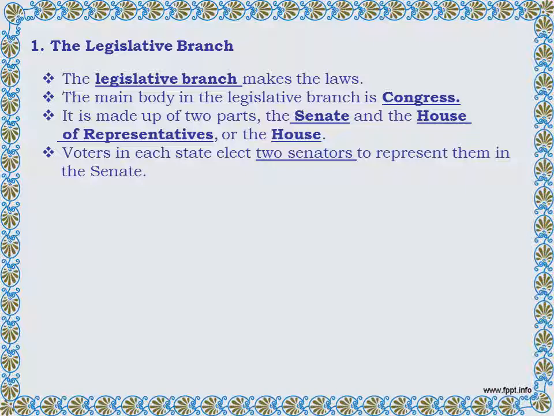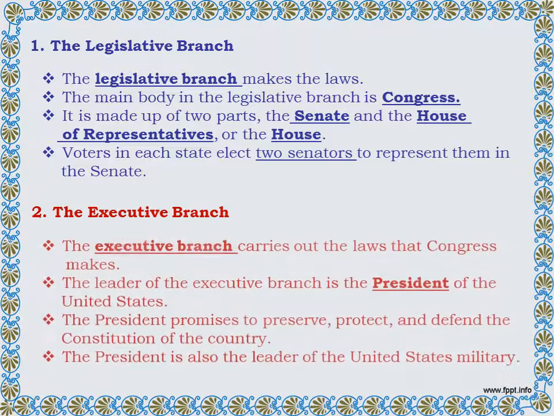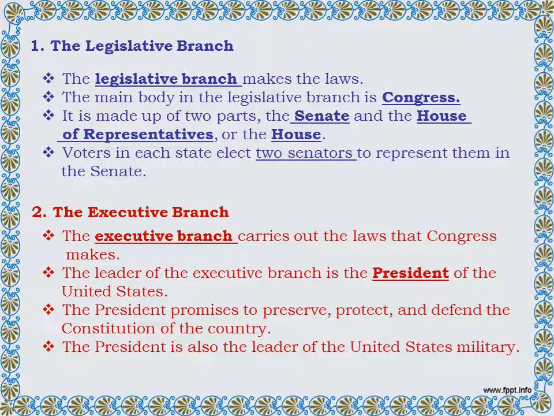Again, grade 4, please remember that the government leaders have authority to make and enforce laws because the people give them that power by voting in elections. So what about the executive branch? The executive branch carries out the laws that Congress makes. The leader of the executive branch is the President of the United States. Voters elect the President every 4 years.